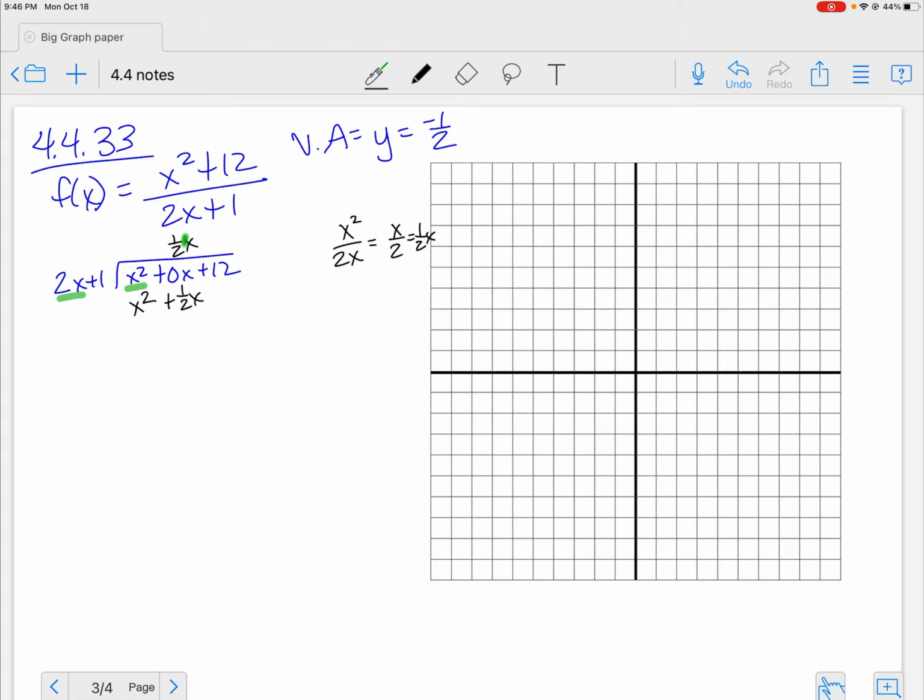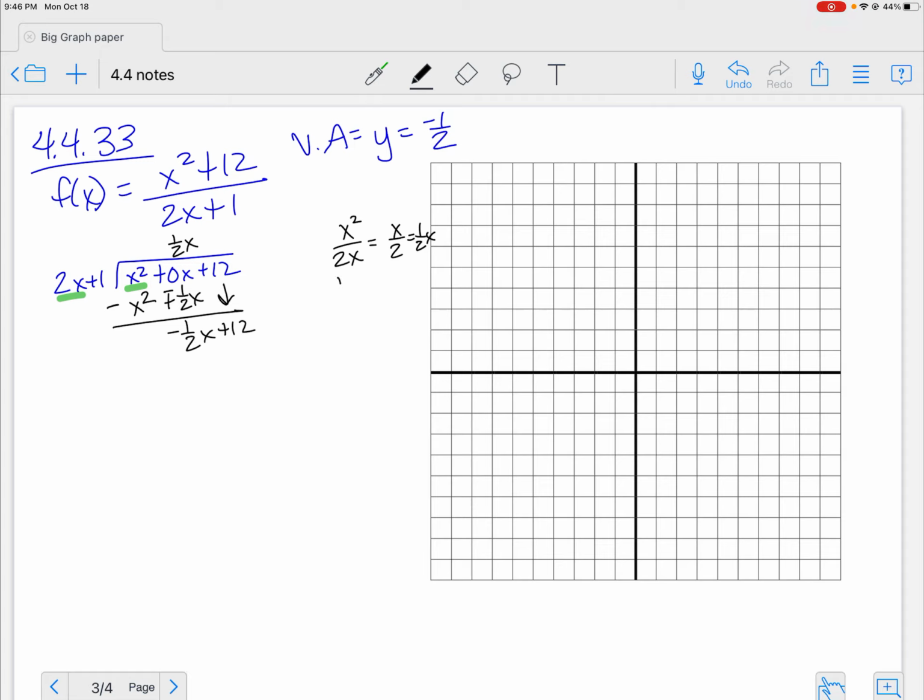And that's why we line it up. You always line your x's up, your x squareds up, remember? It's probably been a while since you've done one of these, but that's okay. 0 minus 1/2 x is going to give me a -1/2 x. Drop down that positive 12. Then you do it again.